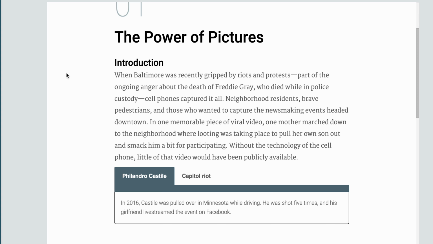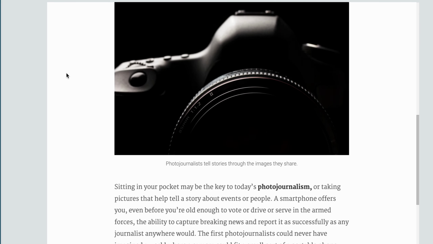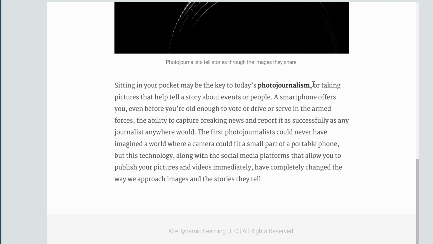It's really powerful. Pictures are powerful because they send messages without words. Photojournalism means taking pictures that help tell a story about events or people. And nowadays, because of smartphones, everybody can be a photojournalist. They don't need to write anything. They just need to take a picture that tells a story.